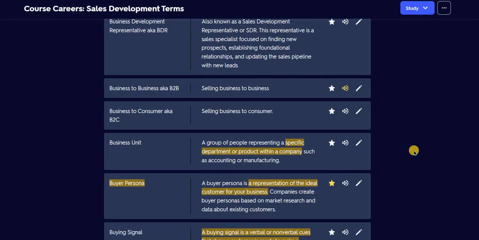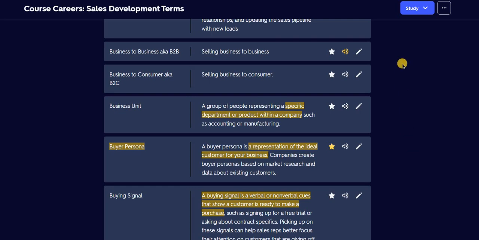Business to Business, also known as B2B. Selling business to business. Business to Consumer, also known as B2C. Selling business to consumer. Business Unit. A group of people representing a specific department or product within a company, such as accounting or manufacturing.